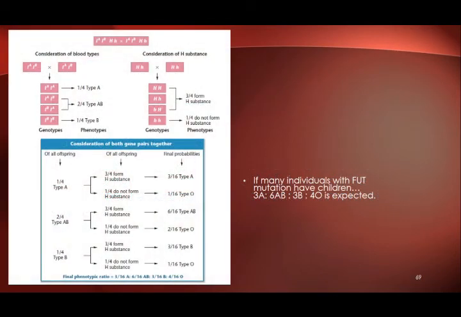If many individuals with FUT mutation have children, you will have 3A, 6AB, 3B, and 4O. What happened? Because 4 of these children would not have their own blood type.